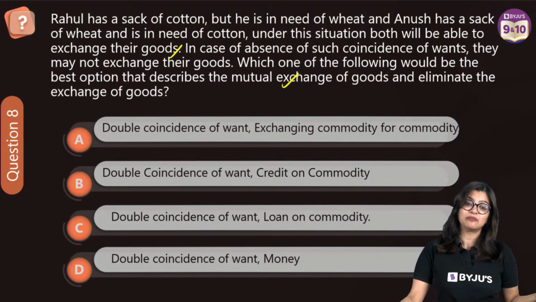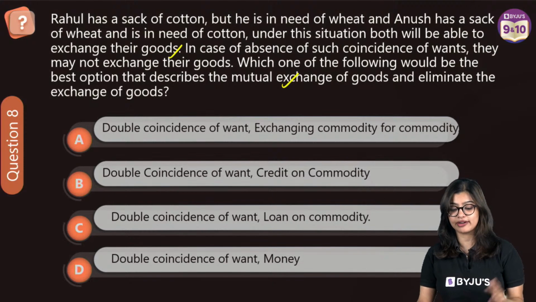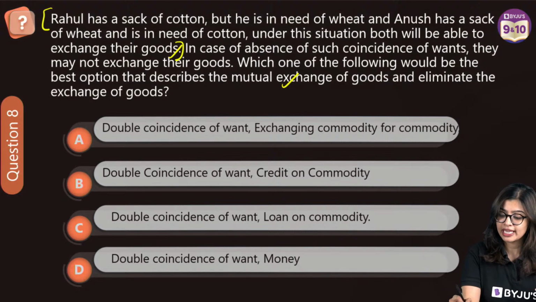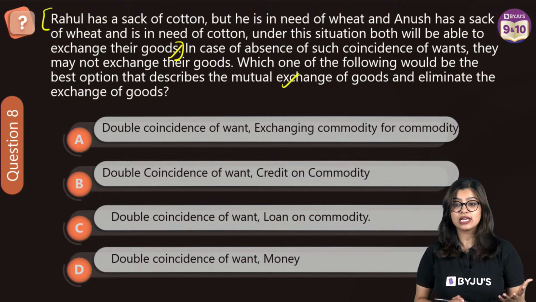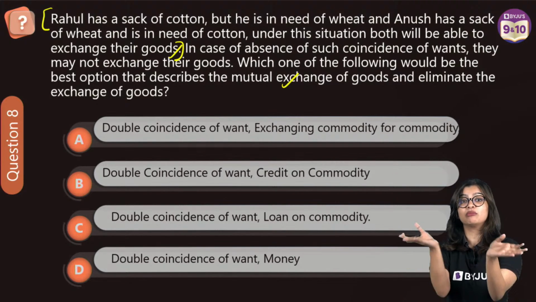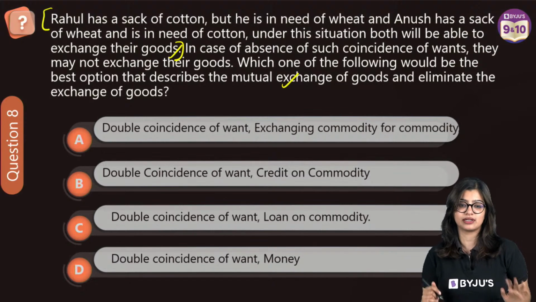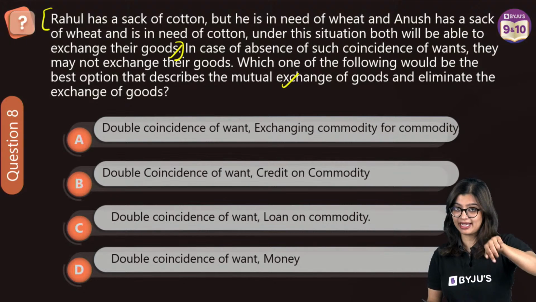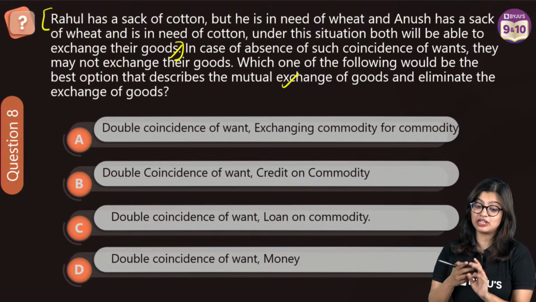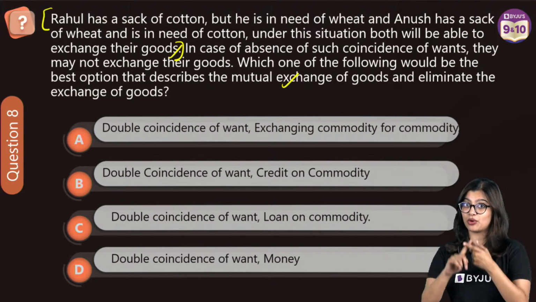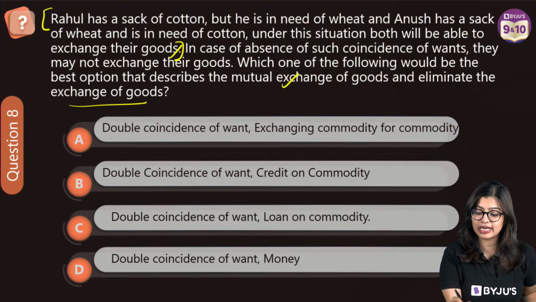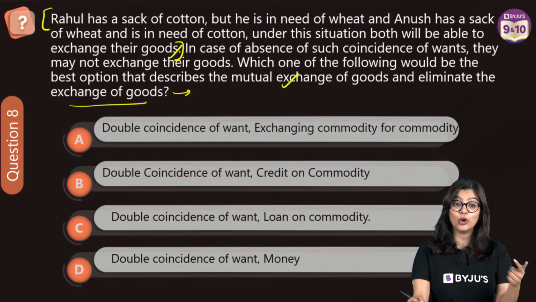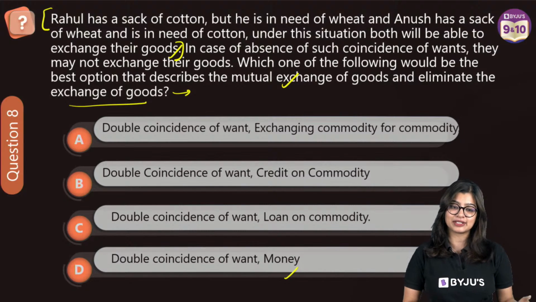Now this is very simple. First of all, one part of the answer they have already given, right? So we know that this particular situation is nothing but the double coincidence of wants, where there are two people wherein each has what the other person wants, right? Now, the second bit of it is what you need to focus on. If there is no double coincidence of wants and you want to eliminate that, how will you eliminate it? What will you replace it with? Will you replace it with credit on commodity, loan on commodity, or will you replace it with money?